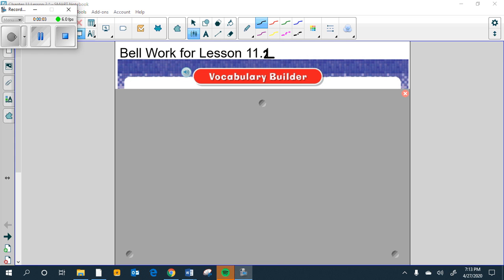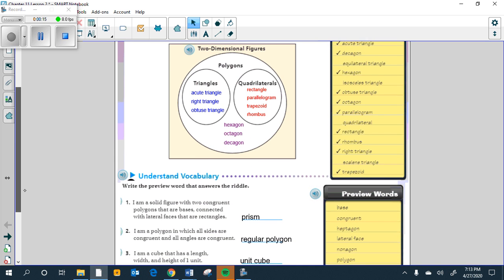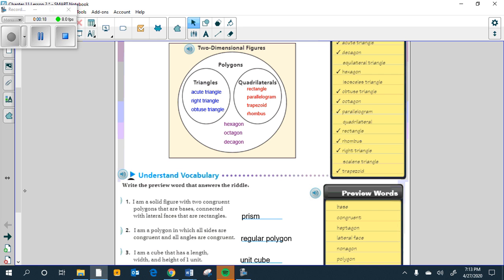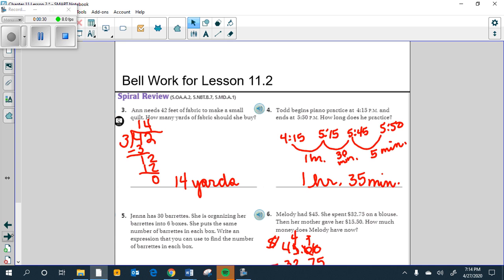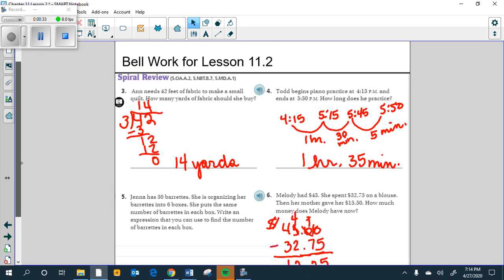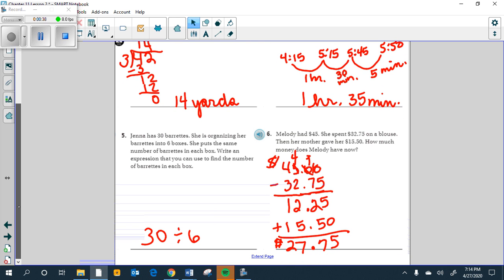Welcome to lesson 11.2. Here is the vocabulary builder from our chapter. Go ahead and check over your answers. If you need to, pause the video so you can have plenty of time to read all of them. If you went ahead and did the spiral review from lesson 11.1, here are the answers for that.